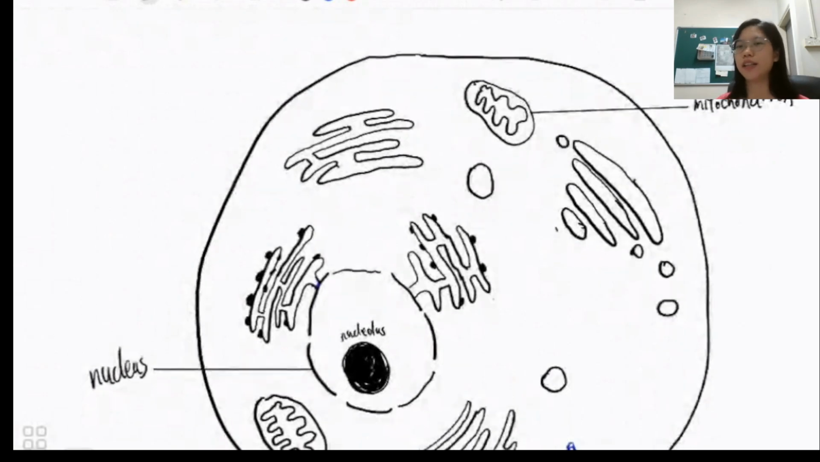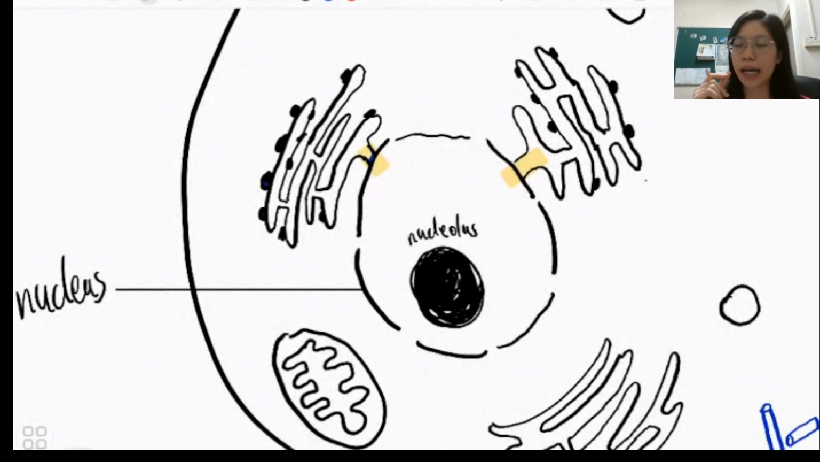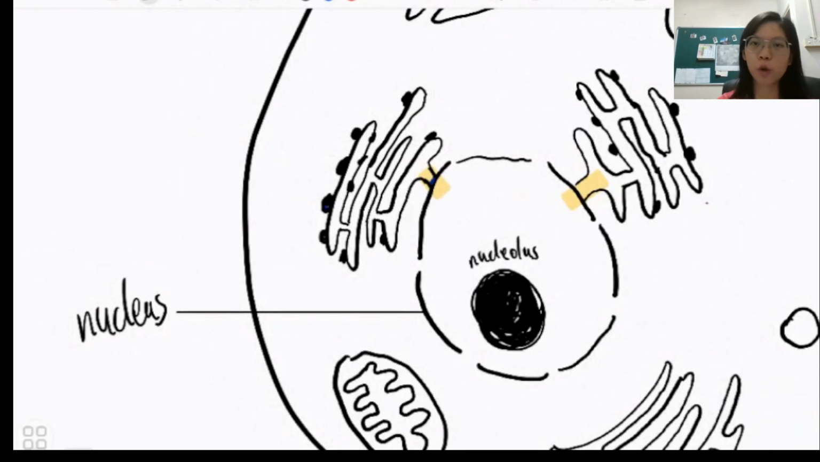Okay, other than that, these are the three things students always get confused about: rough endoplasmic reticulum, smooth endoplasmic reticulum, and Golgi apparatus. So how do I identify what is rough endoplasmic reticulum? Normally, most of the time, rough endoplasmic reticulum is connected to the nucleus. Can you see that it is connected to your nucleus? Other than that, another thing you can identify is that it has ribosomes attached to it. Can you see the black ones I drew? Those are ribosomes that attach to the surface of the rough endoplasmic reticulum.